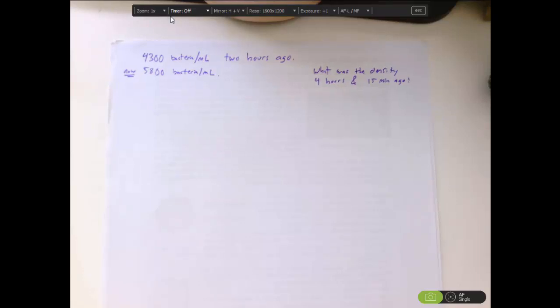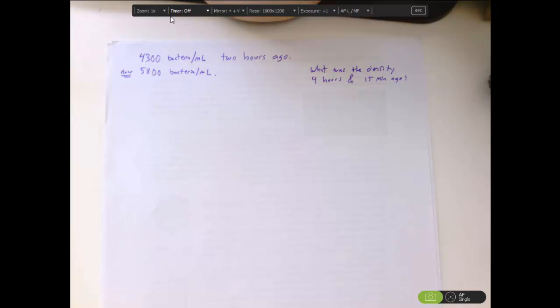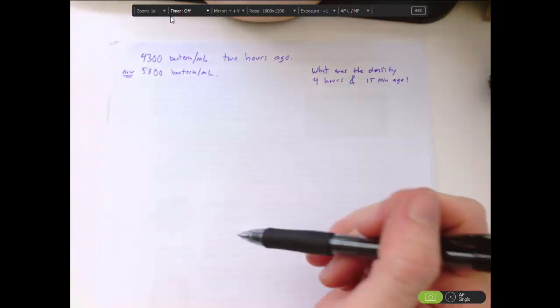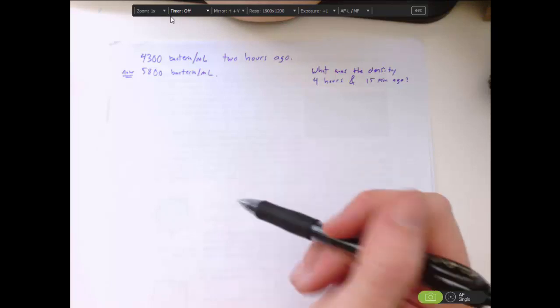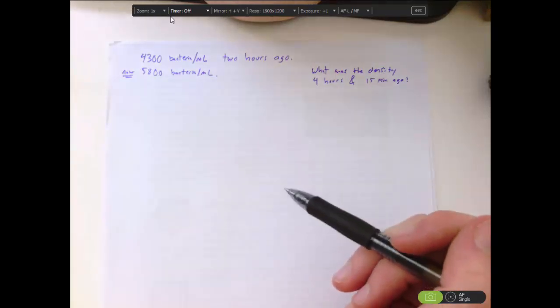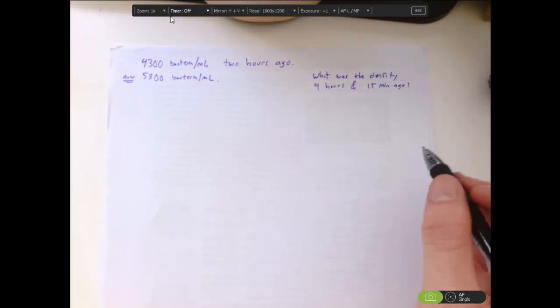All right, this is problem 18. It says a bacterial population in a broth culture has been growing exponentially. Its density was 4,300 bacteria per milliliter 2 hours ago, and it's now at 5,850 bacteria per milliliter. The question is, what was the density of bacteria 4 hours and 15 minutes ago?